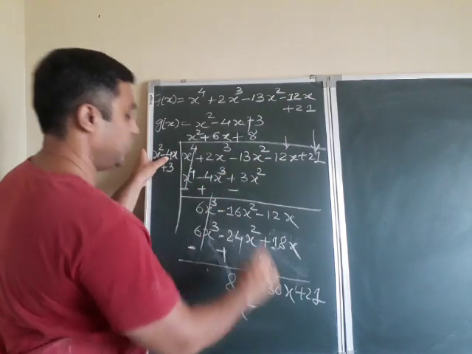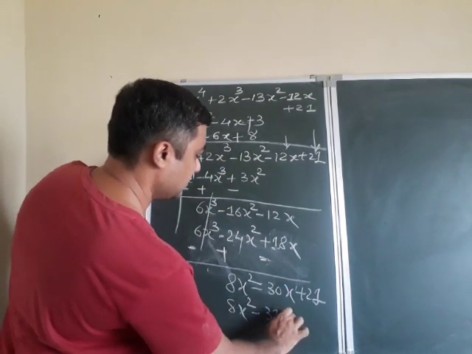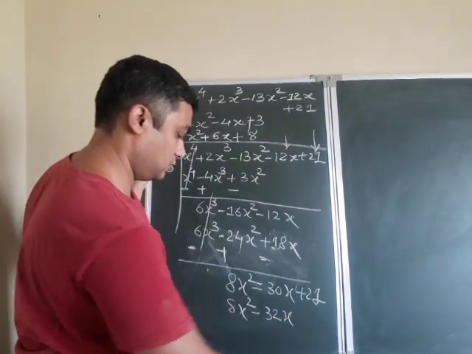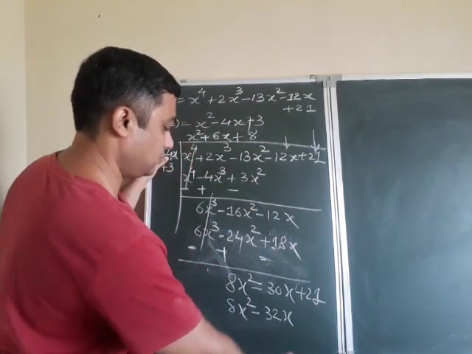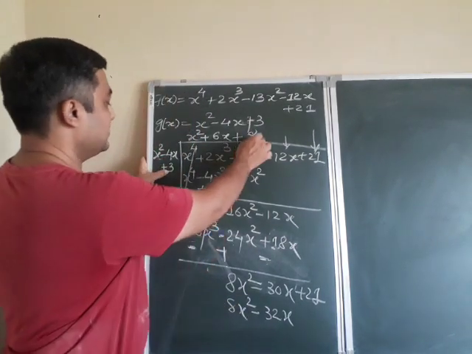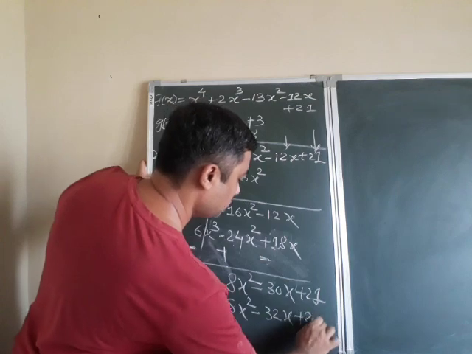Minus 4x into 8, so minus 32x, and see, 8 3s are 24.